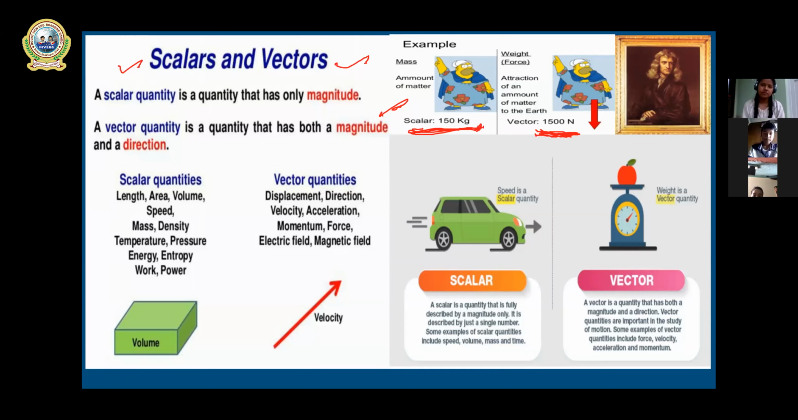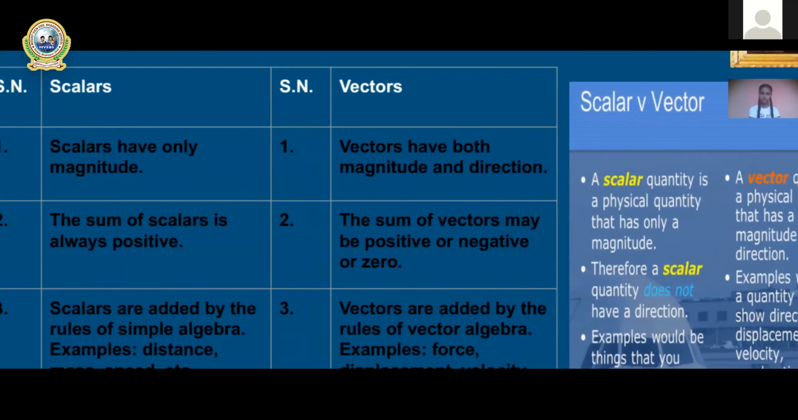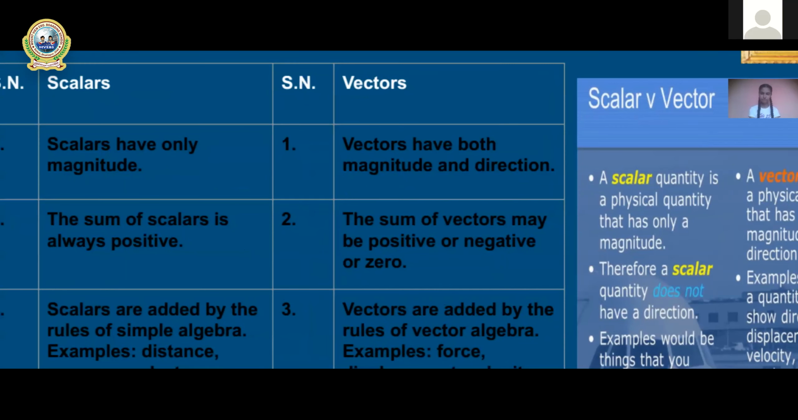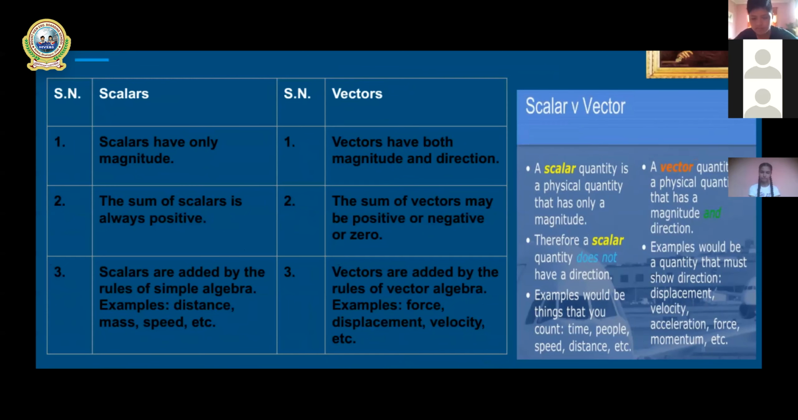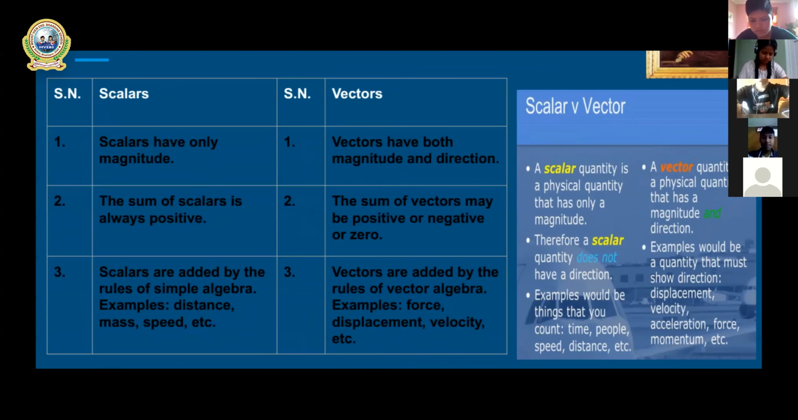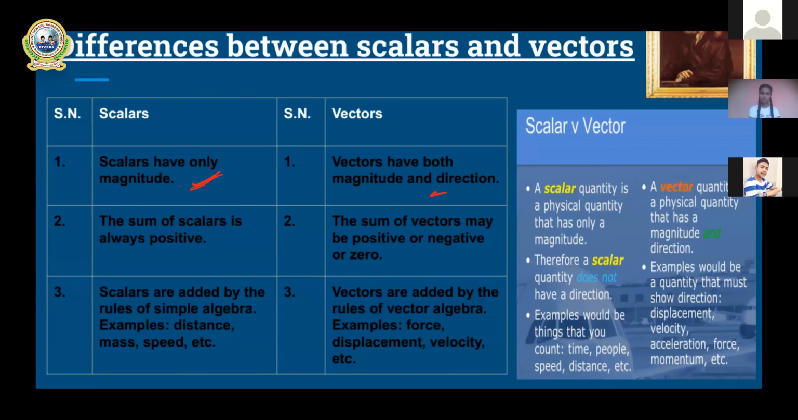Next slide. Now, the differences between scalars and vectors, class 9. If you're asked to write the differences between scalar and vector: scalars have magnitude only, and vectors have magnitude and direction. The sum of scalars is always positive, like distance, but the sum of vectors may be positive, negative, or zero also.